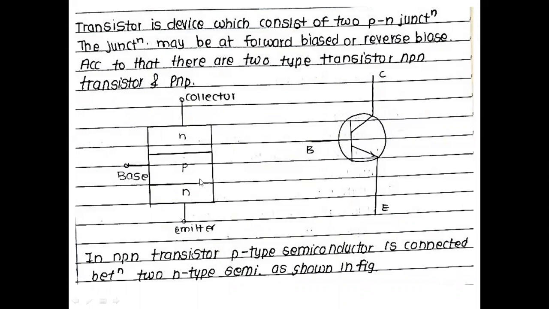Why do we use the word sandwich? Some layers are there here: N type, P type, N type. The upper terminal of the N we are going to consider as collector, and the lower end of the N is considered as emitter, and whatever the middle type of semiconductor is there, that one we are going to consider as base. So in an NPN transistor, P type semiconductor is connected between two N type semiconductors. P type is connected in between two N type semiconductors. This is called NPN transistor.